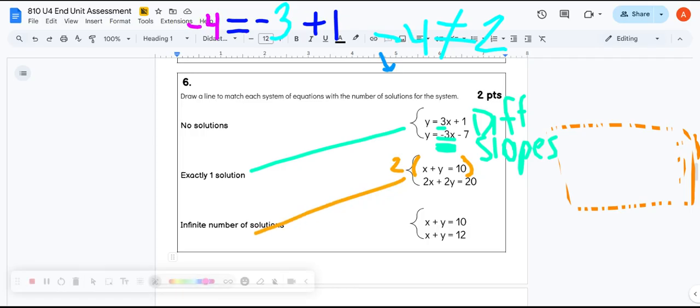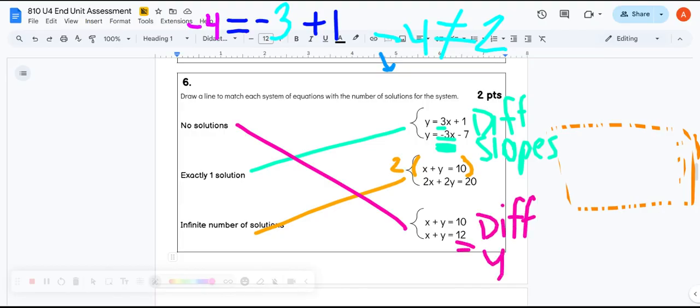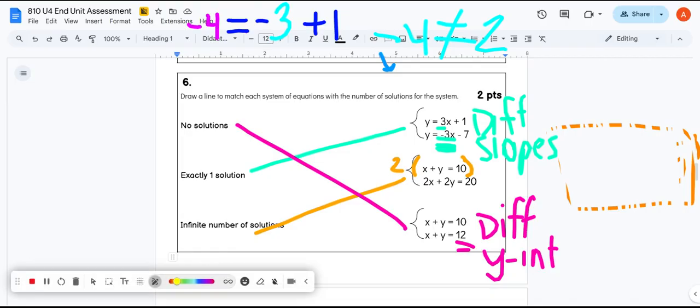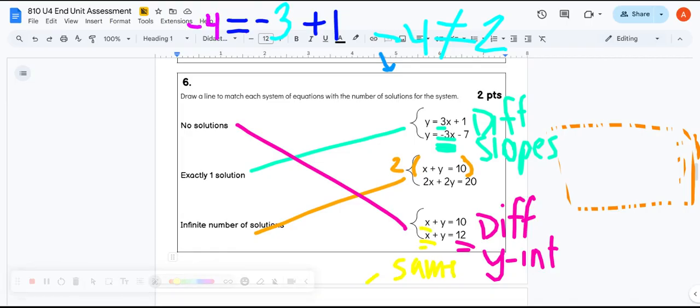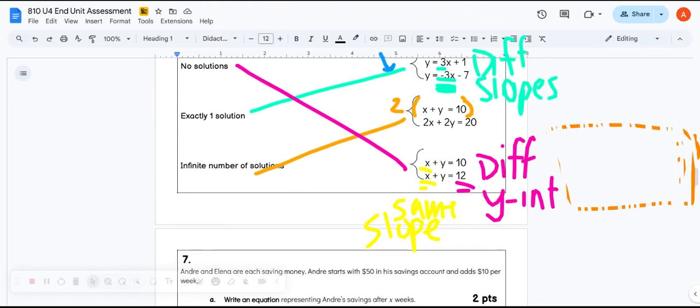Okay, last but not least, we know that my last system has no solution because we have different y-intercepts, but we have the big thing right here. We have the same slope. That's how we know it has no solution. Perfect. Moving on to number 7.